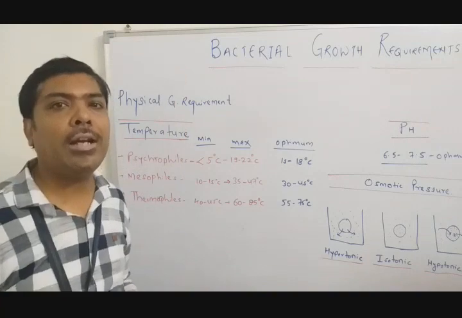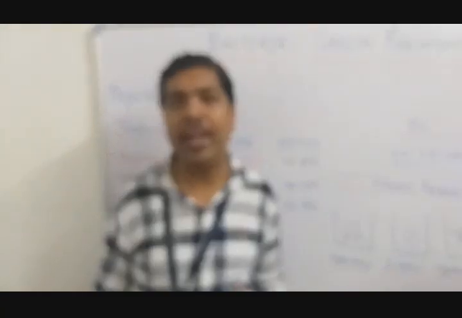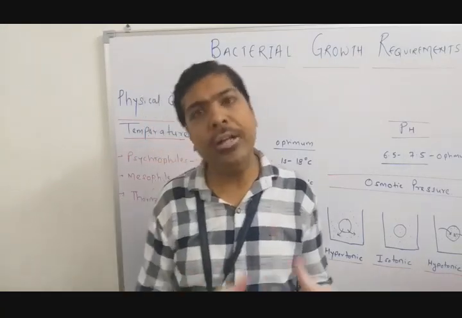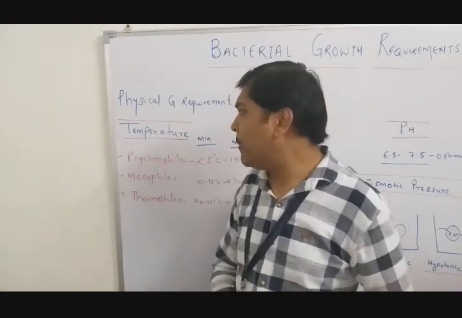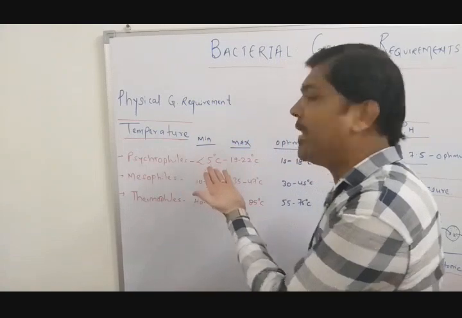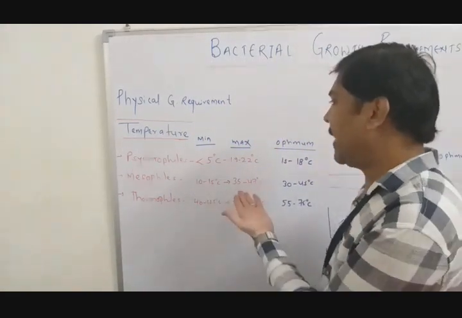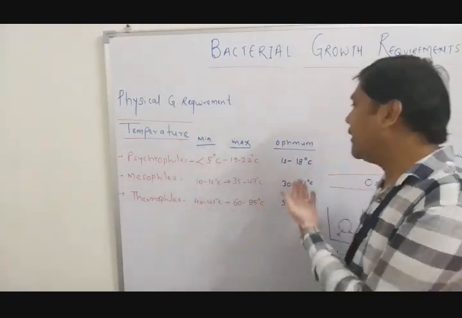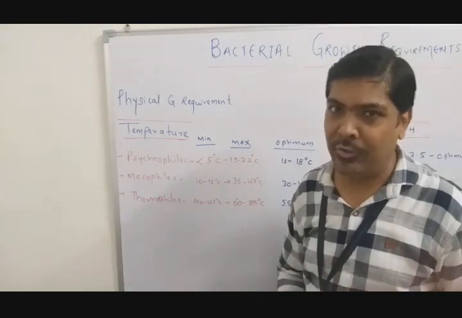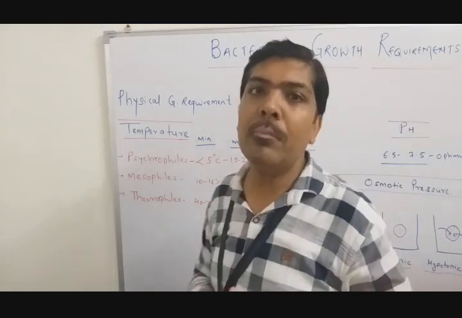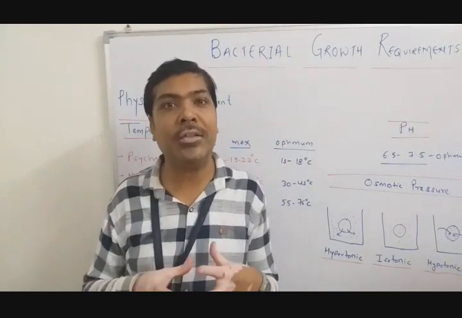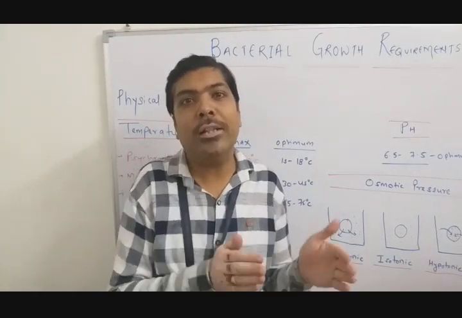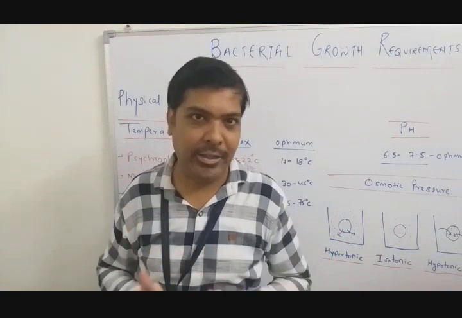Now before understanding the temperature requirement of a bacteria, first let us discuss three terminologies which are related to the temperature requirement. Number one is the minimum required temperature, second one is the maximum required temperature, and the third one is the optimum required temperature. If we talk about the minimum required temperature, it means at least this much temperature is required for the growth of the particular category of bacteria.